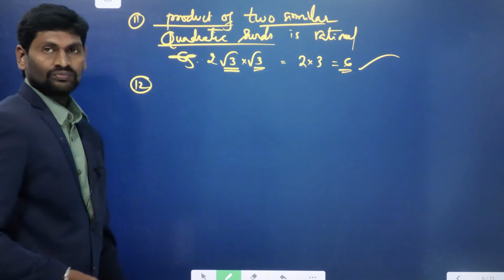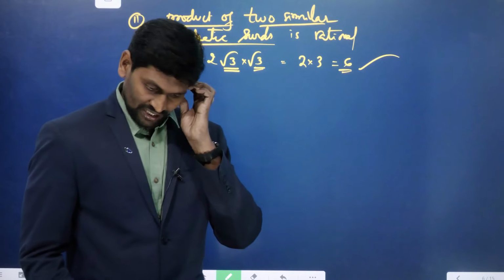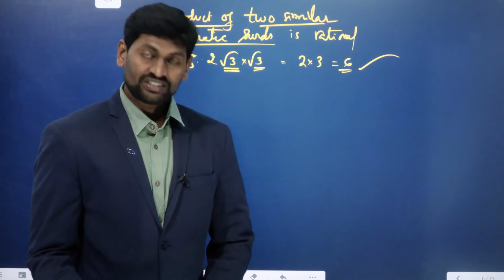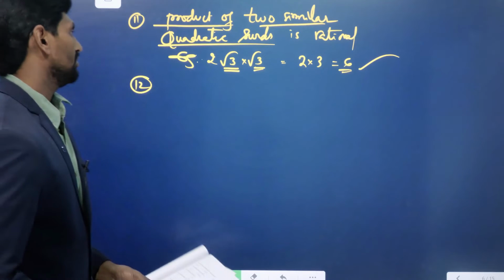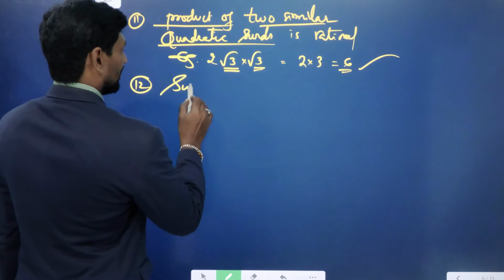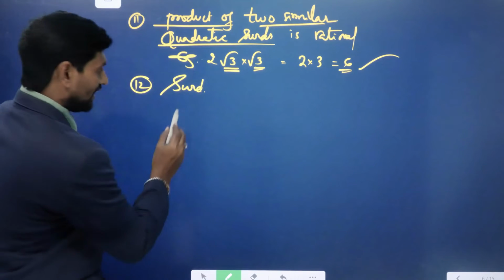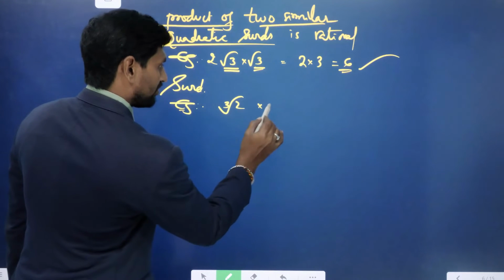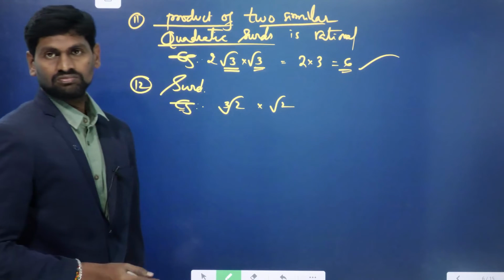Problem number 12. Coming to question number 12, the product of two dissimilar surds. The product of two dissimilar surds is a surd itself. Let us take one example here. For example, cube root 2 into root 2.